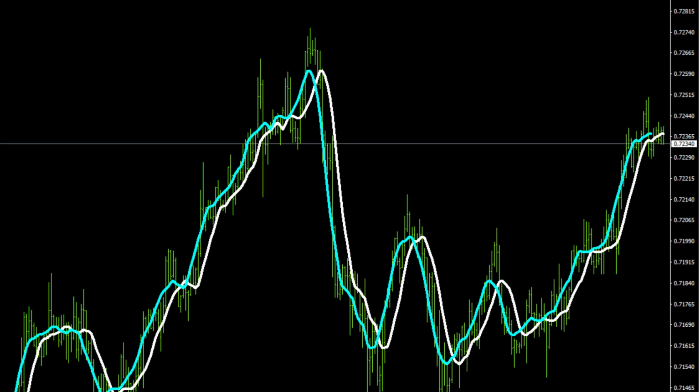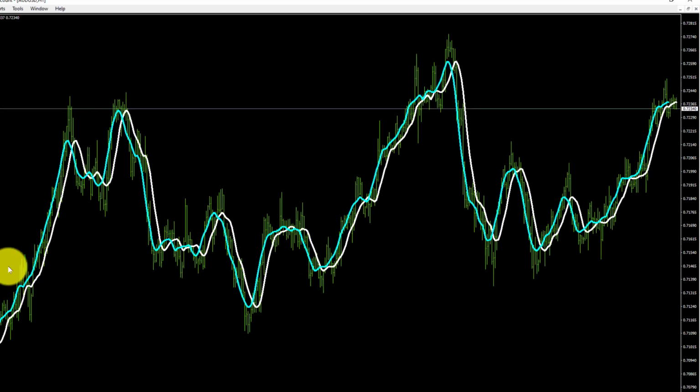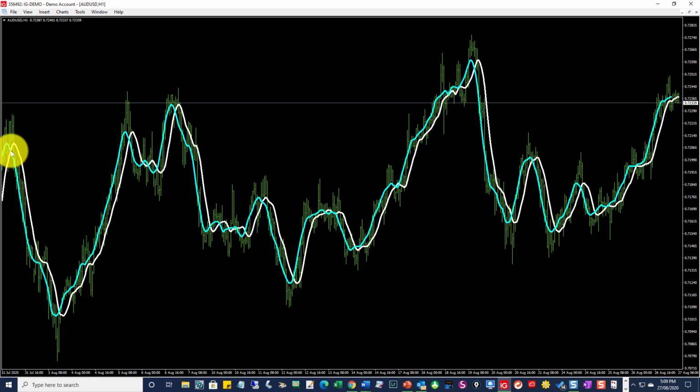Now there are whipsaws that do occur, but I'm going to show you a way of actually eliminating the impact of them. But you also can see that some of the trends, if you look at this trend, it just keeps you in the trend all the time. So fantastic way of using the moving average in a creative way. Now I'm going to show you an even more creative way.